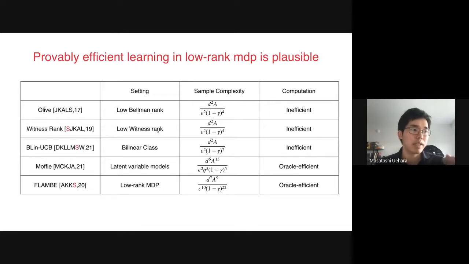However, these algorithms are not computationally efficient, because they are version-space-based algorithms in the sense that they need to solve a constrained optimization every episode, and that constraint is imposed on the function class. It's difficult to solve that kind of problem. So that's why it is computationally inefficient.